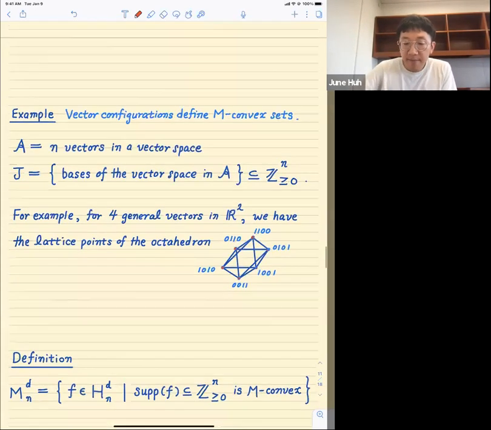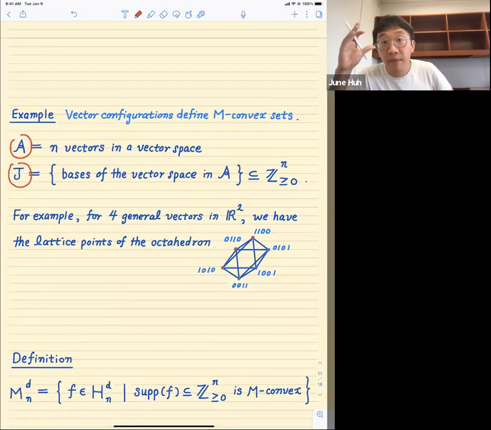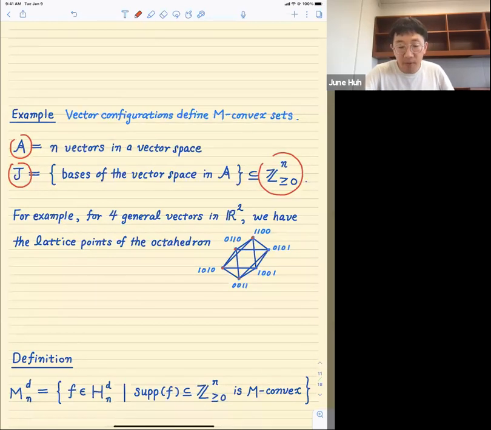Another classical family of examples, which is more relevant to Mason's conjecture, is the ones coming from vector configurations. As before, let's say A is the set of n vectors in a vector space. And for this J, you take the set of all bases of the ambient vector space that are contained in A. Again, I'm going to view this as a subset of Z to the n. Here, n refers to the number of vectors.